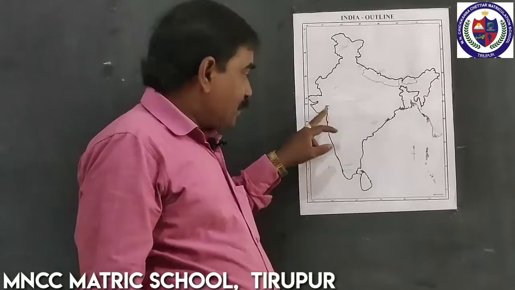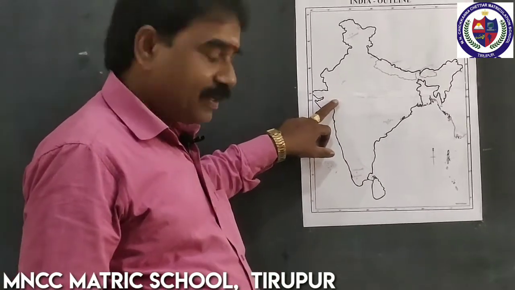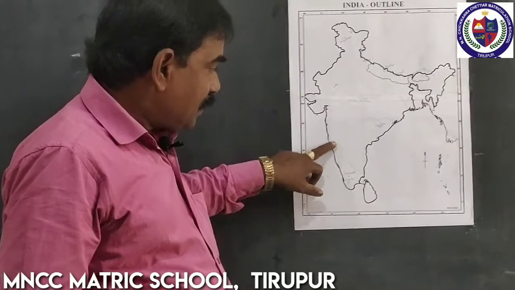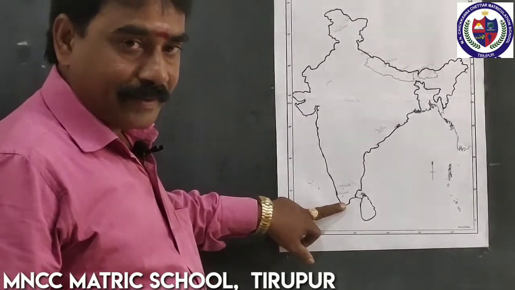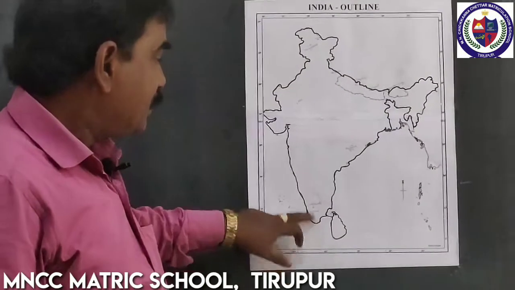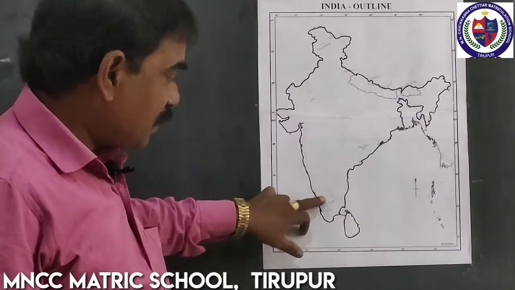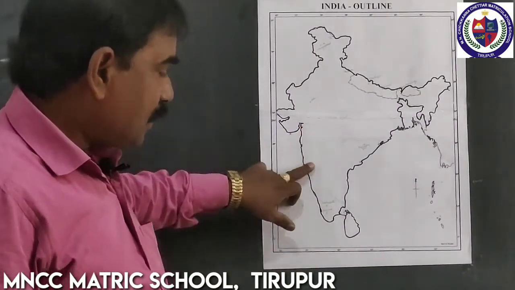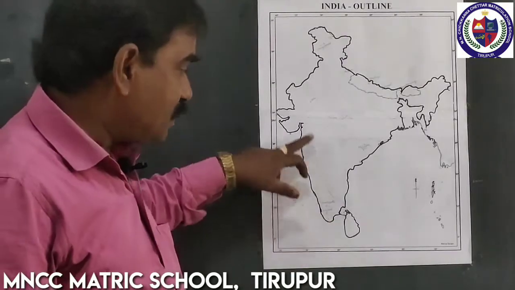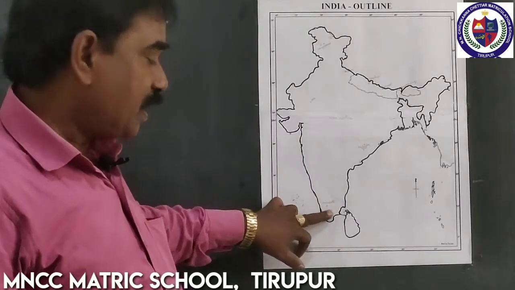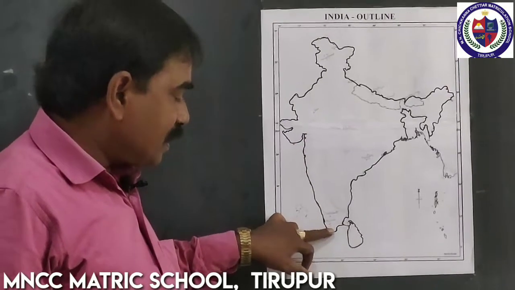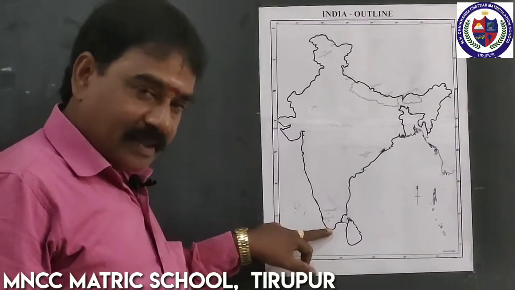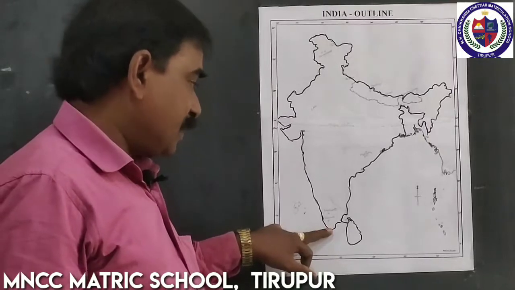See, Western Ghats starts from here till the tip of southern India. Here you have to shade it continuously because this is a continuous range of mountain. So you have to shade it continuously till the tip of South India.